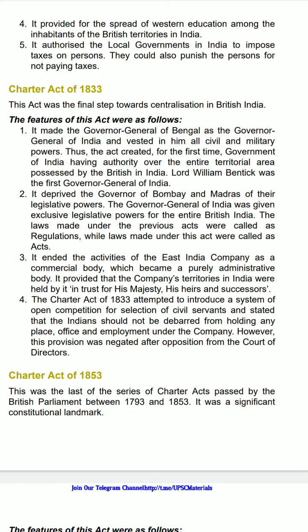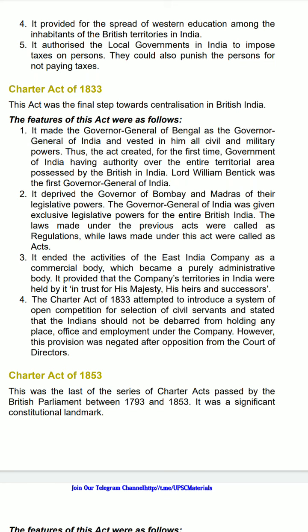It deprived the Governors of Bengal and Madras of their legislative powers. The Governor General of India was given exclusive legislative powers for the entire British India. The laws made under the previous acts were called regulations, while the laws under this act were called acts. It ended the activities of the East India Company as a commercial body, which became a purely administrative body.